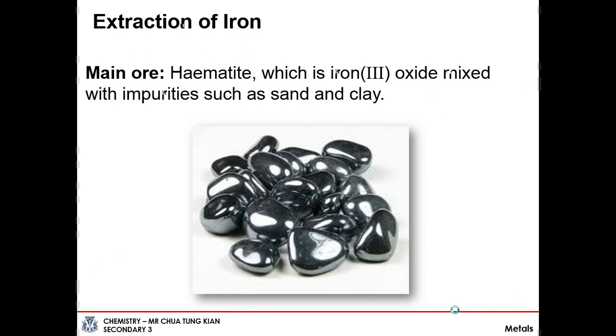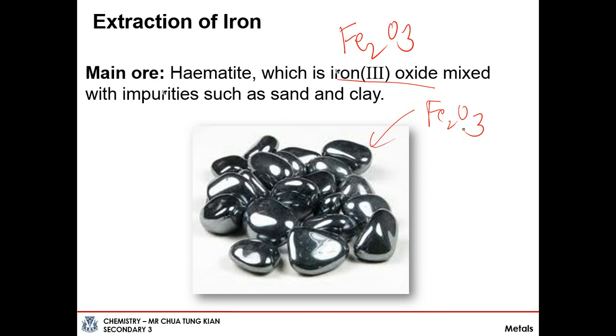So we move on to the extraction of iron. First things first, where is iron found in nature? When you dig the ground, you do not find iron as Fe free by itself. You always find it bound with something else, and in nature, iron is most commonly found in hematite, iron 3 oxide, or Fe2O3. And because you dig it up from the ground, there's sand, there's clay, and a lot of other impurities.